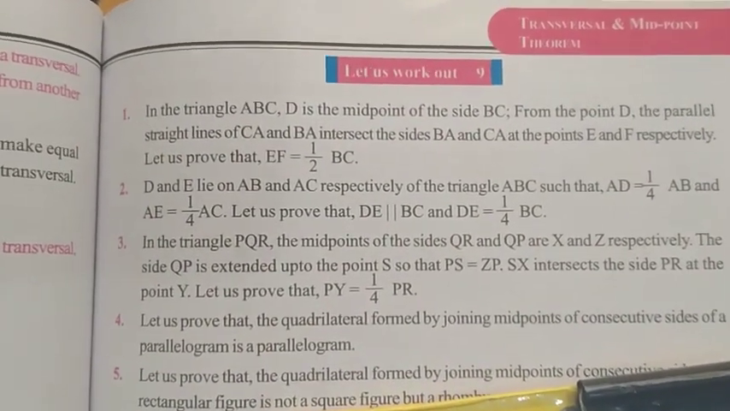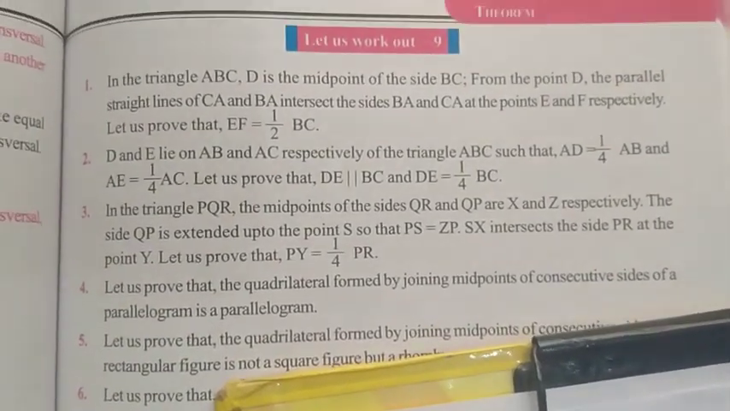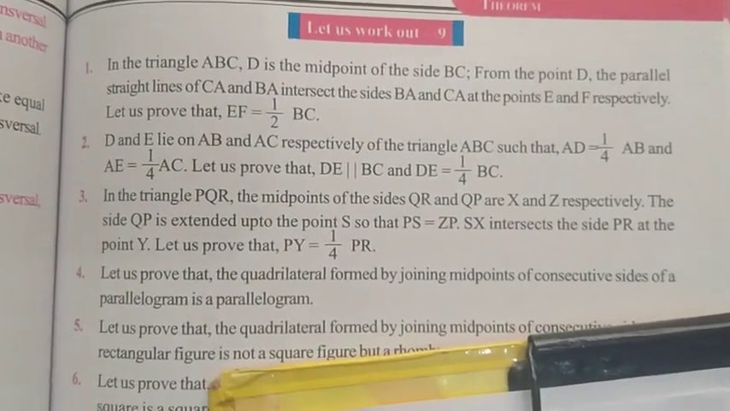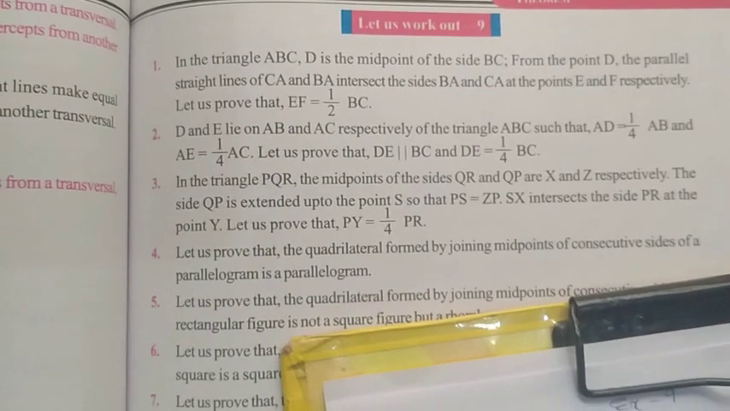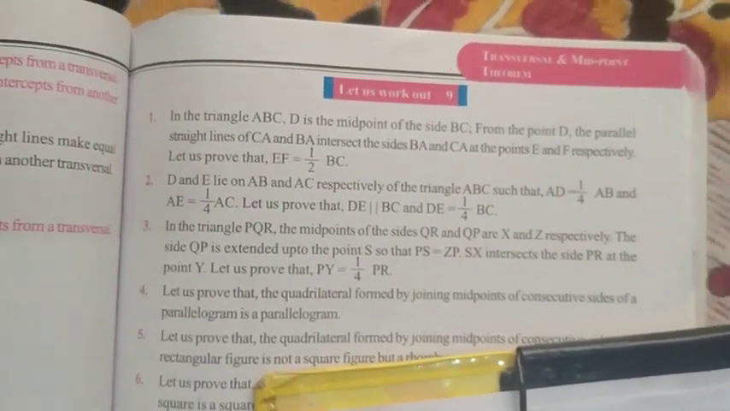So now the first question is, in the triangle ABC, D is the midpoint of the side BC. From the point D, the parallel straight lines of CA and BA intersect the sides BA and CA at the points E and F respectively. Let us prove that EF equal to half BC.